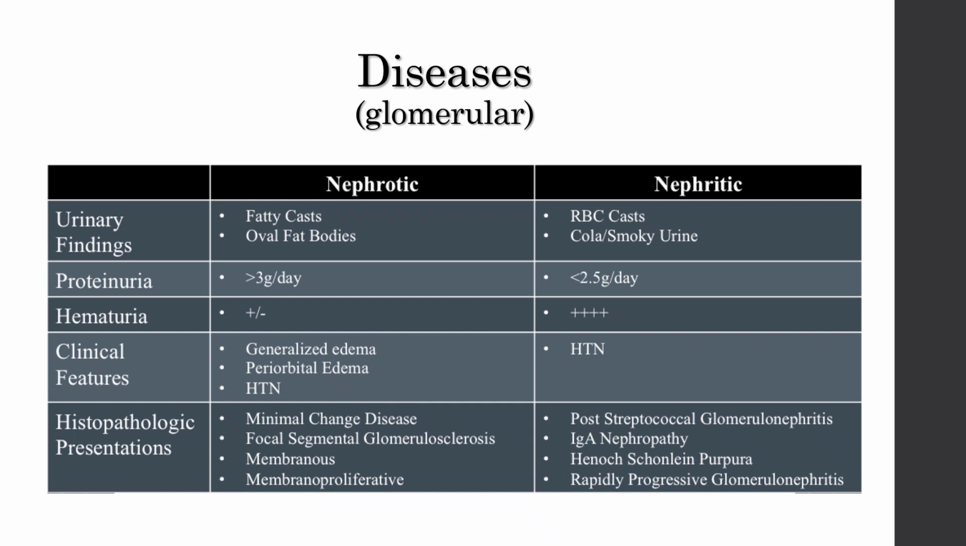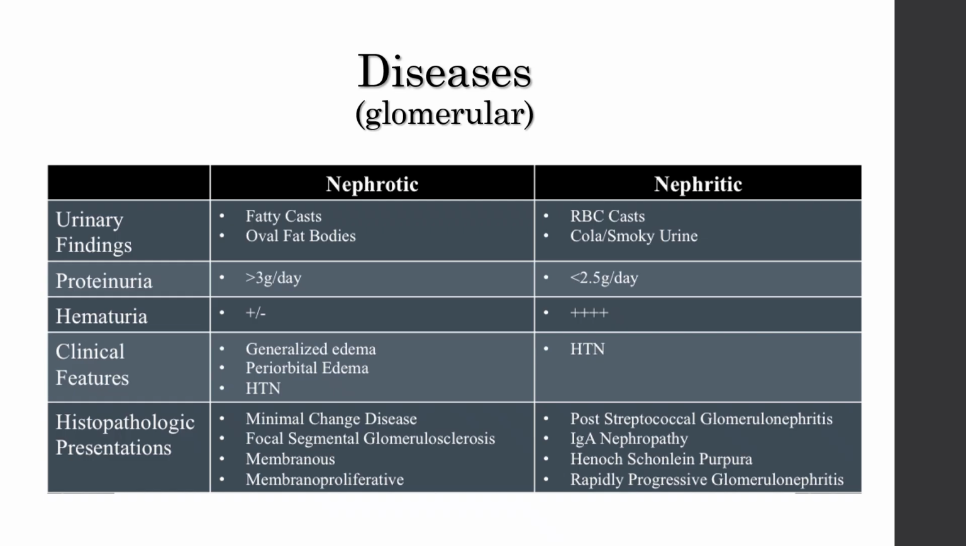Key features: heavy proteinuria, so greater than 3 grams a day, fatty casts, and oval fat bodies, and generalized edema, and even periorbital edema. Often hypertension. On histology, we commonly see minimal change disease, focal segmental glomerulosclerosis or FSGS, membranous nephropathy, membranoproliferative patterns. So if the urine looks like a snow globe under polarized light, you're probably in nephrotic territory, okay?